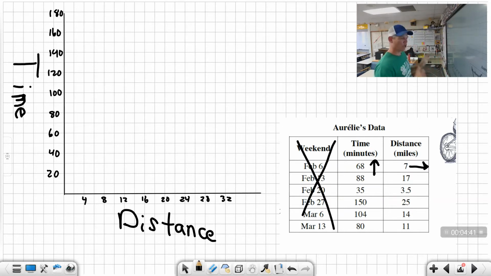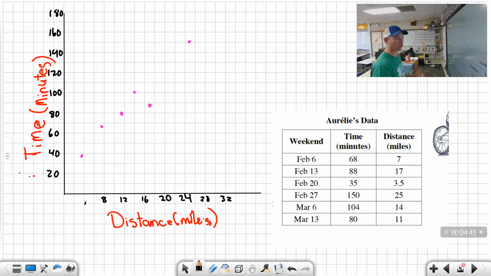Okay, welcome back. You have plotted each of these points, and your graph should look something like this. Okay. Now, what we need to be able to do is take this information and we need to create a line of best fit, so that we can find the slope, so that we can find the y-intercept, okay? We're going to go through this.